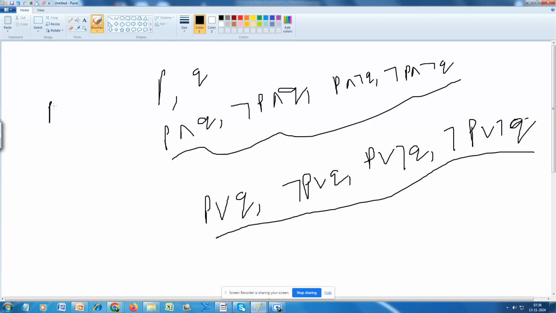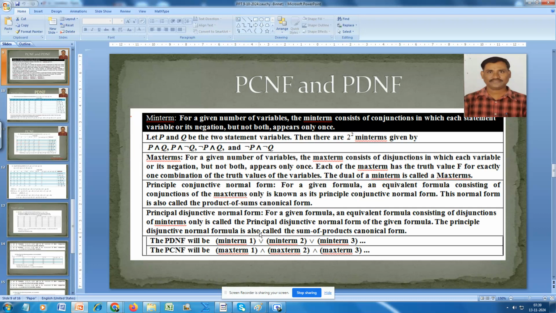But p and negation p, or q and negation q, are rejected, because as per the definition, the variables or their negations appear but not both in this context. By using this definition we can construct PDNF as well as PCNF.